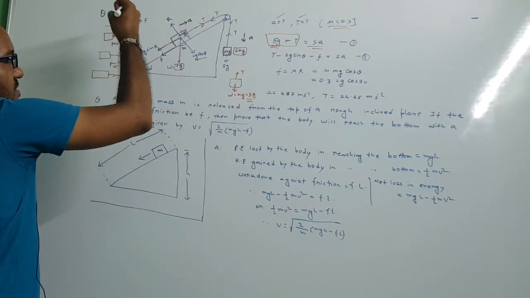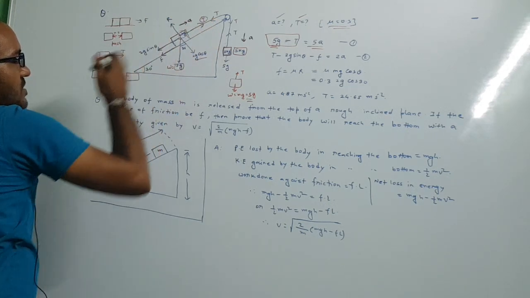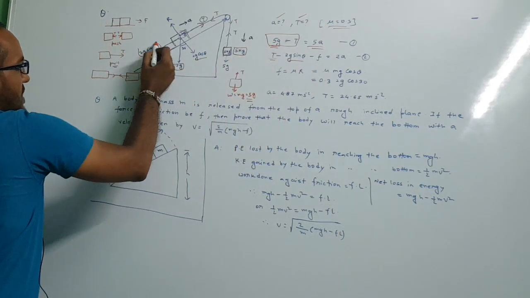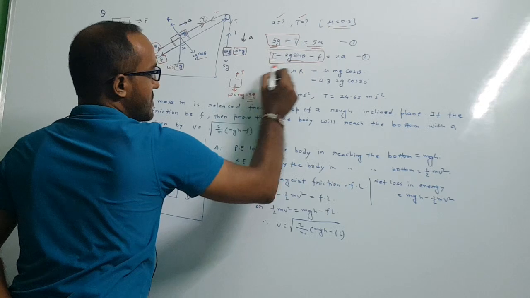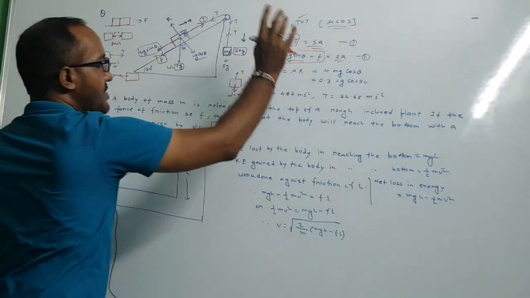So what is the net force here? Net force here, as the object is moving upward, this tension will be larger. So T minus g sin theta minus F, this is the net force, that should be equal to mass into acceleration, that is 2 into A.